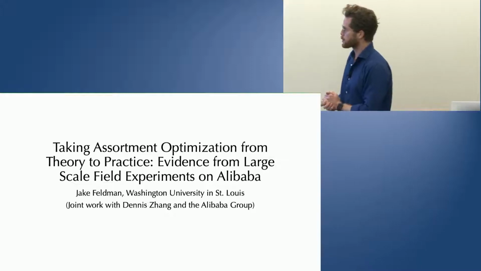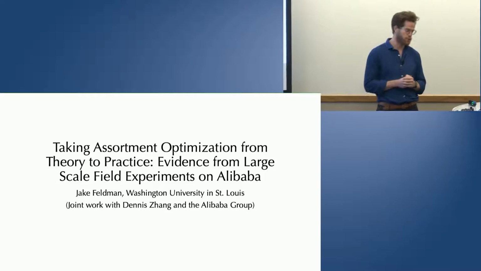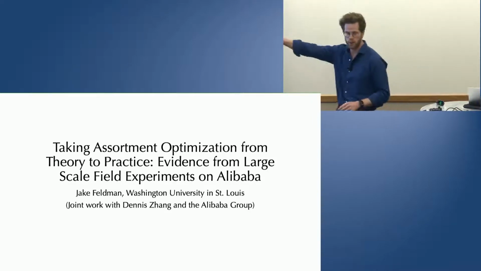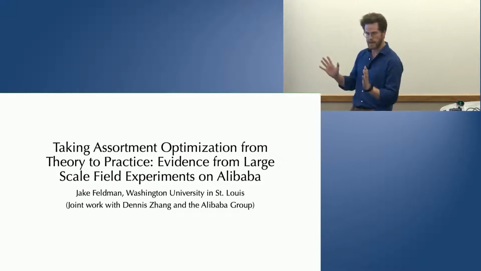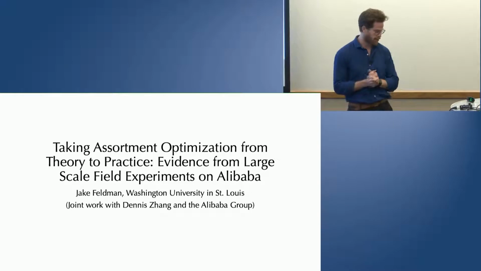All right, so this work is about implementing 2 product recommender systems on Alibaba. If you don't know what assortment optimization is, that's okay. Just think product recommendation systems, and I'll formally define it later on.